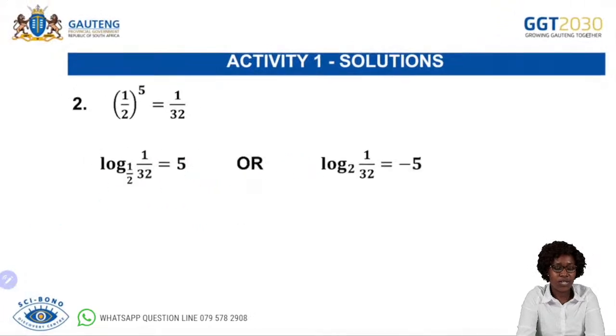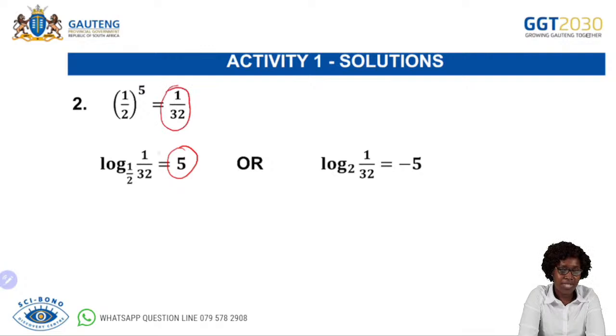Right, the next one, we had a half raised to the power of 5 equal to 1 over 32. When you're writing this in logarithmic form, again, you take your exponent, you write it on one side of the equal sign, and this is equal to the log of 1 over 32, which was your solution, and you take the base of the exponent. The other way of writing this is log of 1 over 32 to base 2 equal to -5.